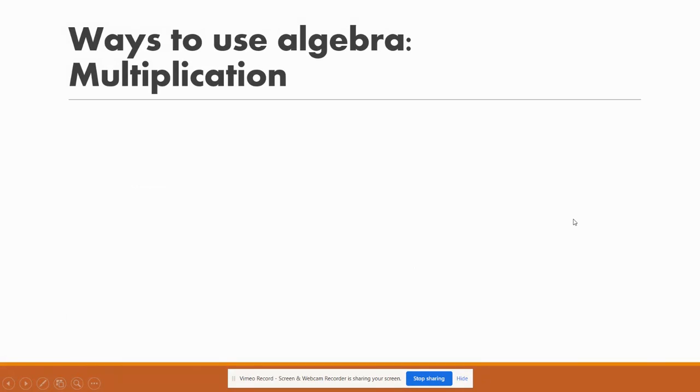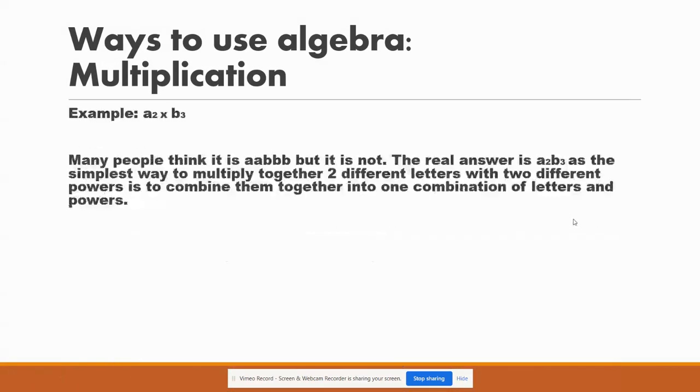Now we're going to carry on with multiplication, but make it a little harder. What we're going to do is a squared times b cubed. So we have 2 different powers next to them. Many people think it's a, b, b, b, or ab. But it's not. The real answer is a squared b cubed, as the simplest way to multiply together 2 different letters with 2 different powers is to combine them together into one combination of letters and powers.